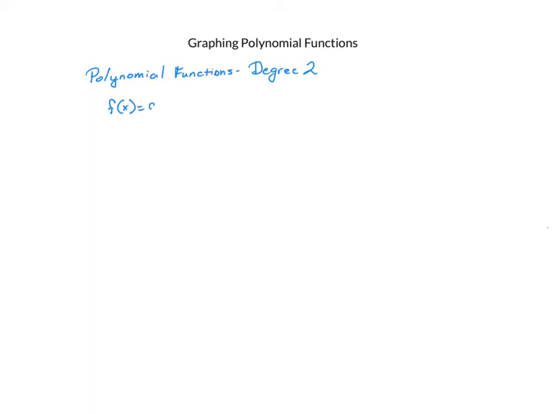f of x equals ax squared plus bx plus c. I hope you know already that this would have a graph that looks like a parabola. And depending on whether a is positive or negative, the parabola could open up or open down. If a is positive, we have a parabola that opens up. And if a is negative, we have a parabola that opens down. We know that parabolas are smooth, continuous curves, as are all our polynomial functions.